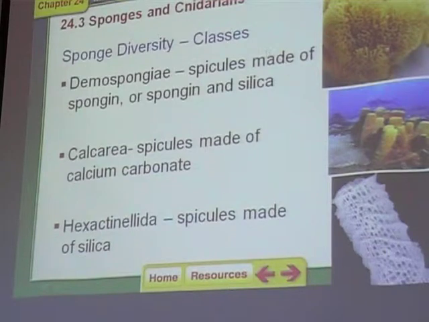So, Calcarea, spicules made of calcium carbonate. Now, calcium carbonate is a hard substance. I'll show you some calcium carbonate. This is not a sponge. This is from the cnidarian, the next organism we're going to learn about tomorrow. But it's shell, the same thing shells are made of. Calcium carbonate is really hard, and if you find a seashell, it's made of calcium carbonate.